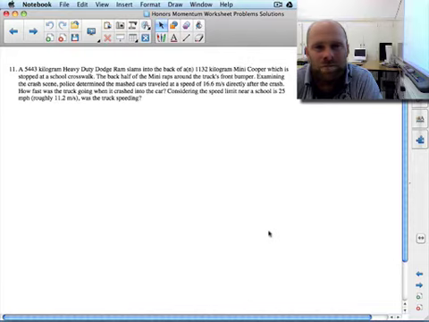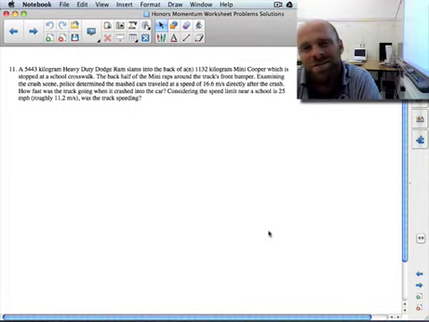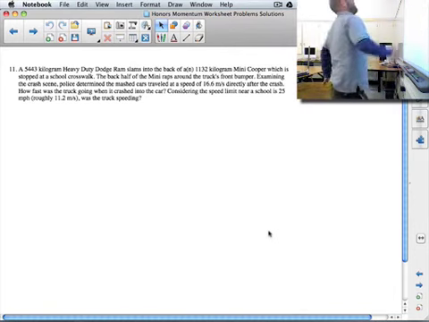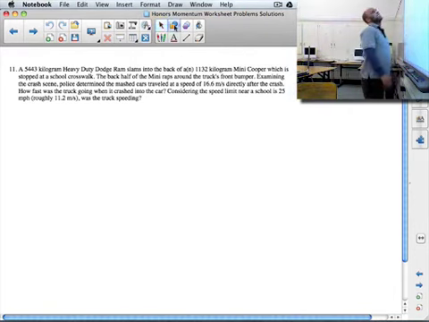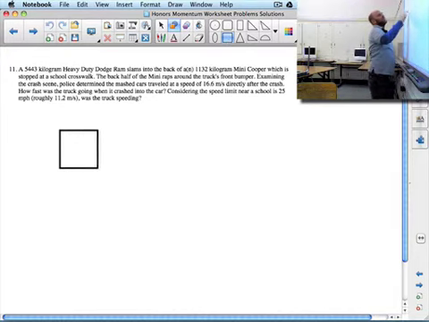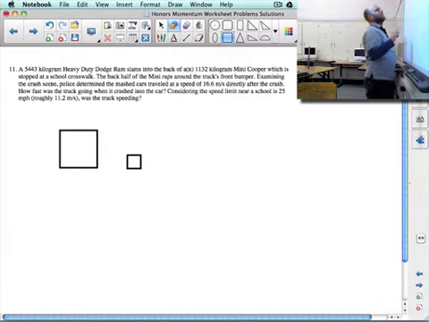Speed limit looks like it's 25 miles per hour in that zone, which is 11.2 meters per second. So let's figure this out. Looks like a cool problem. Let's see here. I'm going to use a very fancy shape, a square, for my Dodge Ram, and a smaller square for my Mini. And this would be before the collision.